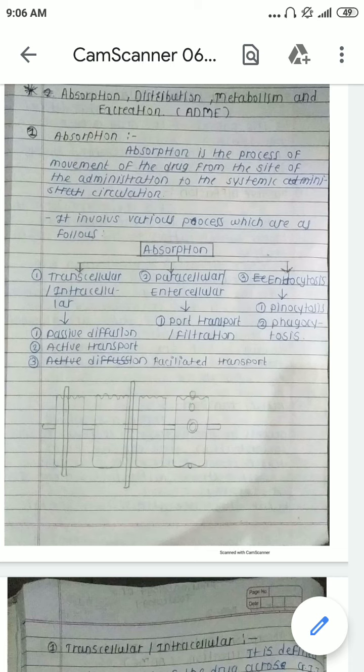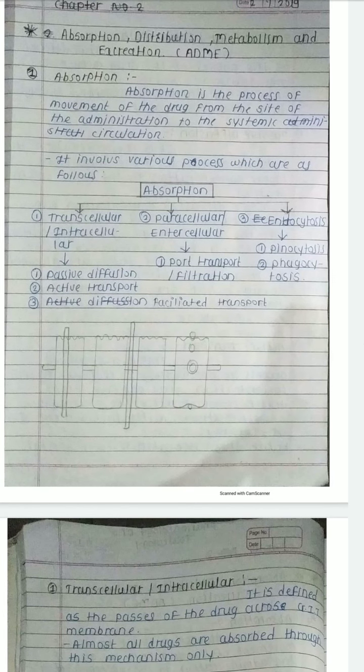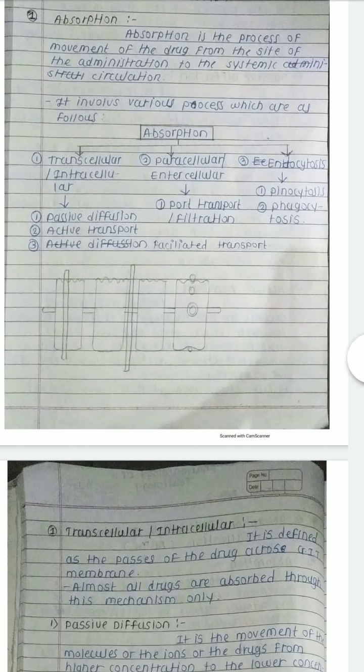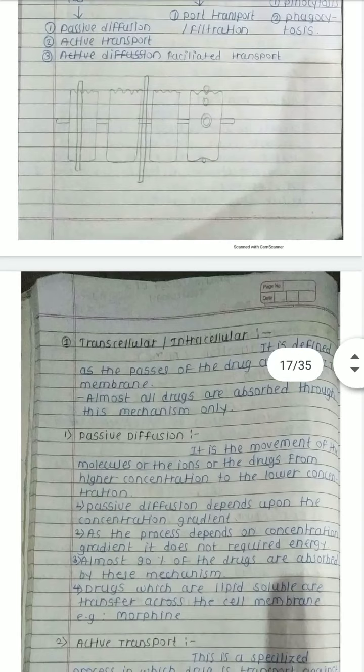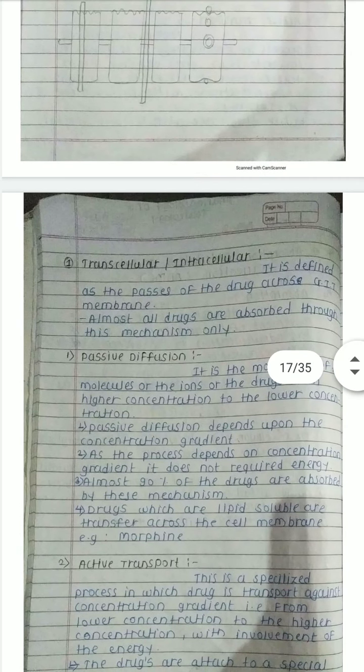The absorption is classified into three types, that is transcellular, paracellular and endocytosis. By these three ways your absorption will take place. Transcellular, which is known as intracellular, is further divided into passive diffusion, active transport and facilitated transport. Paracellular or intercellular is further classified into co-transport or filtration. Endocytosis is pinocytosis or phagocytosis. First, we will start with the transcellular.